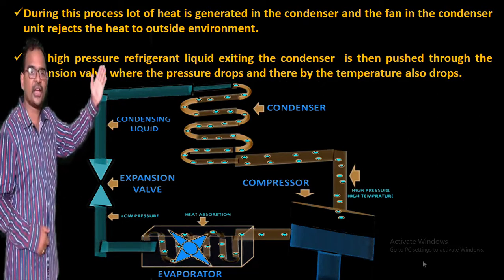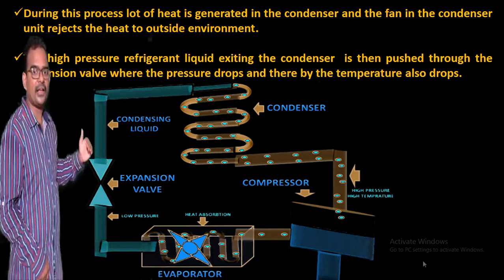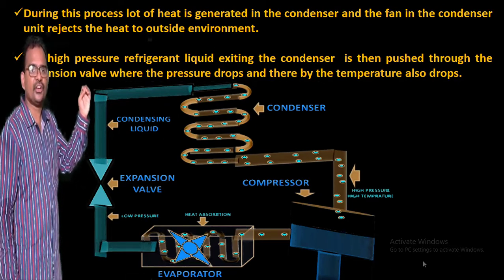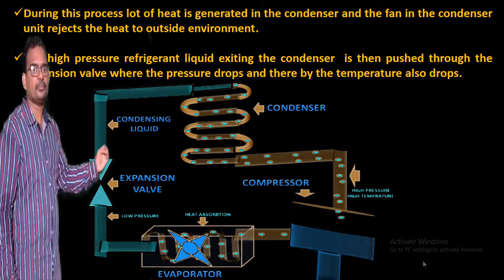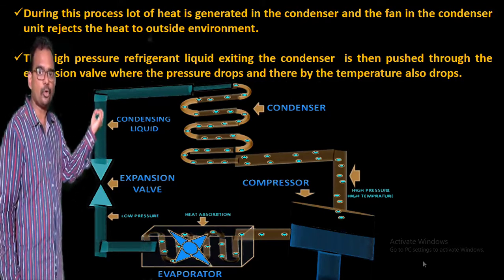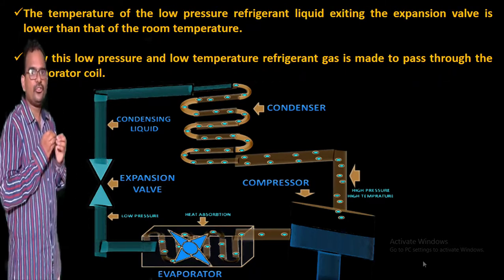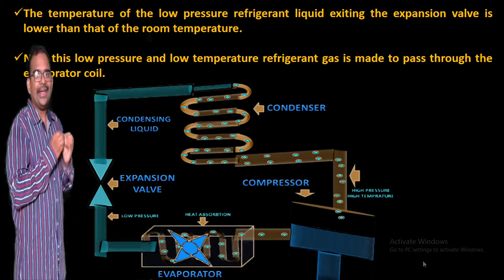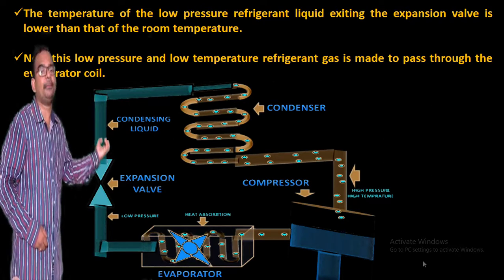That is, this high pressure and high temperature refrigerant liquid will now again pass through this expansion valve. So the high pressure and high temperature refrigerant liquid exiting the condenser is then pushed through the expansion valve, where the pressure drops and thereby the temperature also drops. The temperature of the low pressure refrigerant liquid exiting the expansion valve is lower than that of the room temperature.